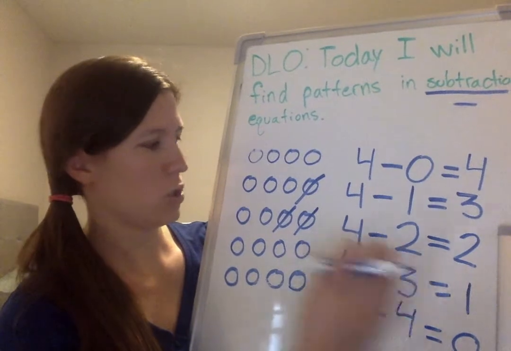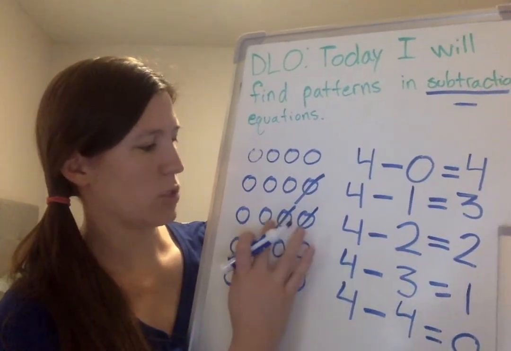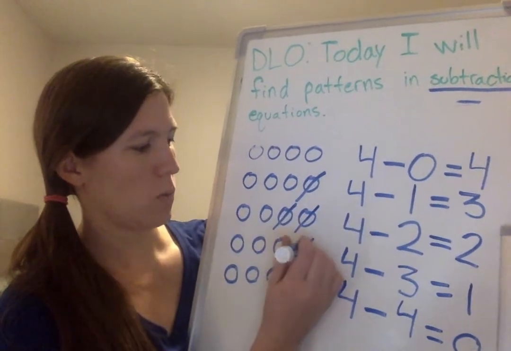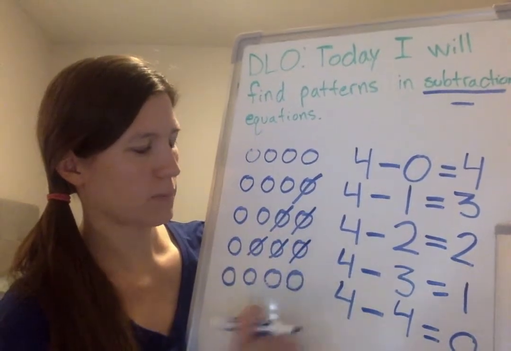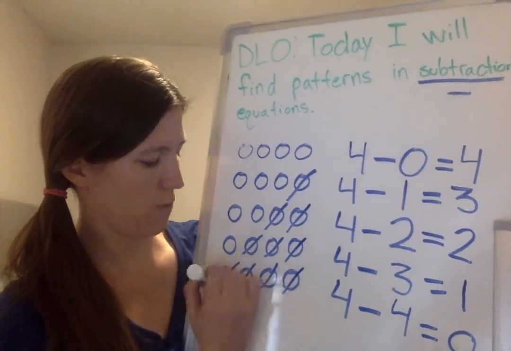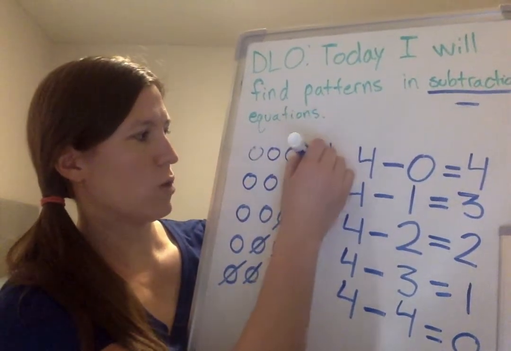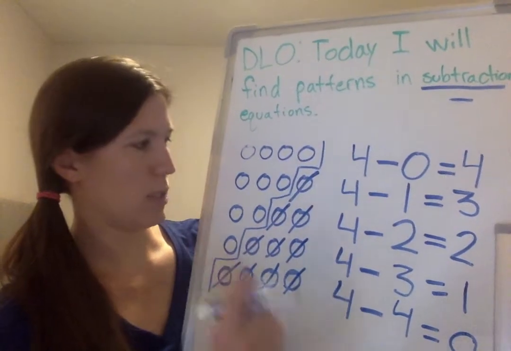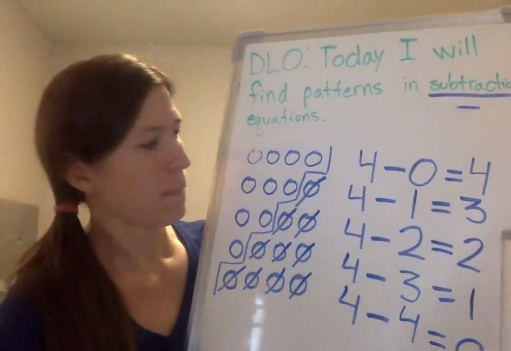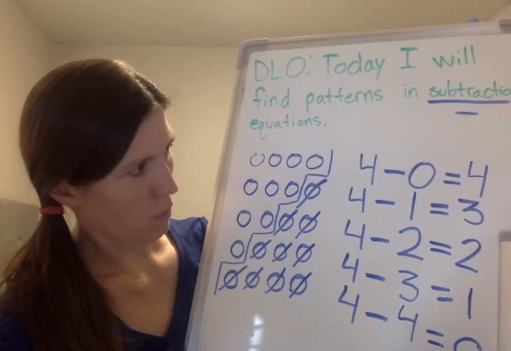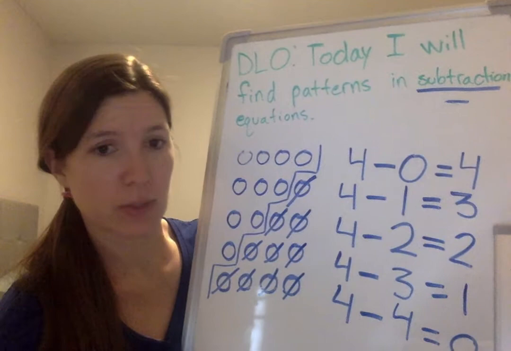4 minus 2, we took 2 away. And since I took 2 away, the pattern, we're taking an additional 1 away. So 1, 2, 3. And then the very last one, we took all of them away. 1, 2, 3, 4. And then if I draw my little step chart, you can see the pattern where it's half and half. So that's how we find patterns with the numbers that we're working with.